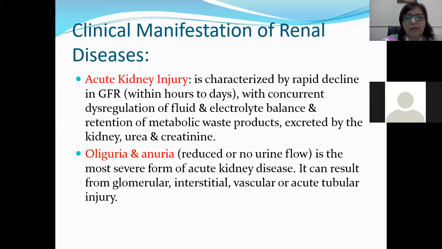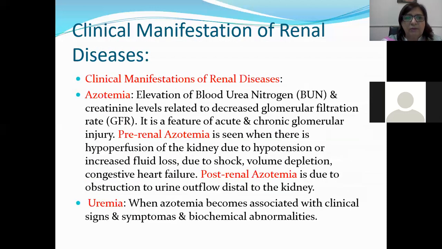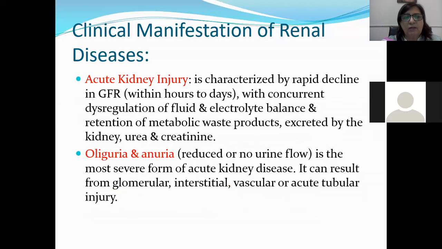Next is oliguria and anuria. Reduced or no urinary flow. Oliguria means less amount of urine outflow and anuria means no urine is going to be flowing out of the kidney. It can result from severe glomerular injury, interstitial vascular disease, or acute tubular injury. So up till now, the clinical manifestations of renal disease we have done are azotemia, pre-renal, renal, and post-renal, uremia, nephritic syndrome, nephrotic syndrome, asymptomatic proteinuria, acute kidney injury, and oliguria and anuria.